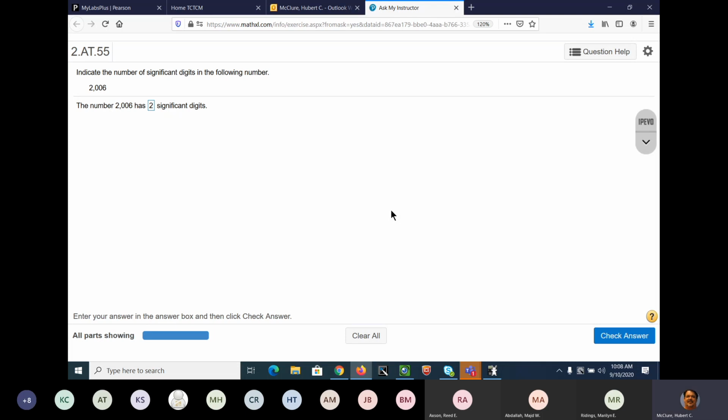You've got two zeros in between two numbers. Is this the same as this? No. So if the answer is no, then these two zeros are placeholders. And if they're placeholders, that equals their sig figs. And of course, 2 and 6 are sig figs. So in this case, the answer would be 4 significant digits.